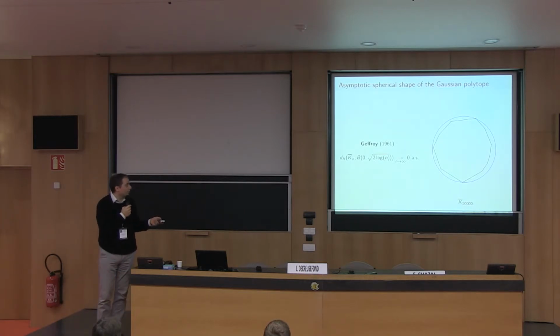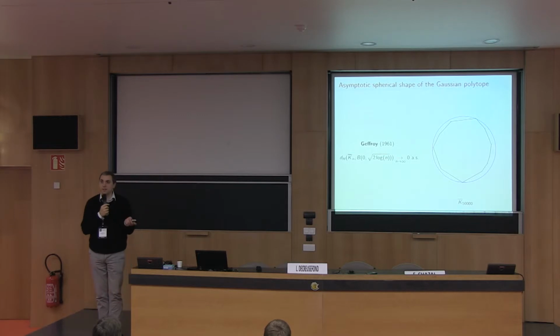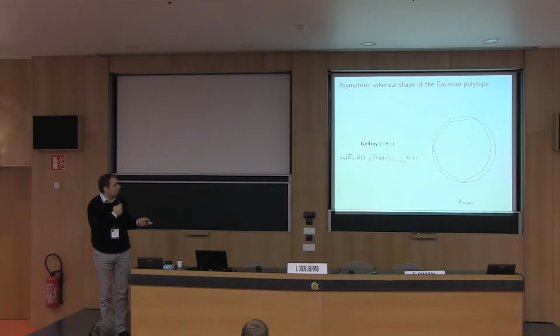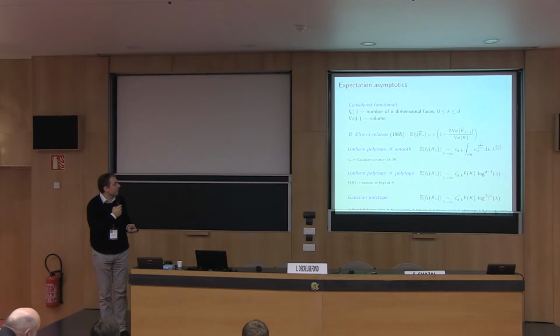So I will use the fact that I have a critical radius and that almost all of the extreme points should be near this sphere of radius square root of 2 log n.